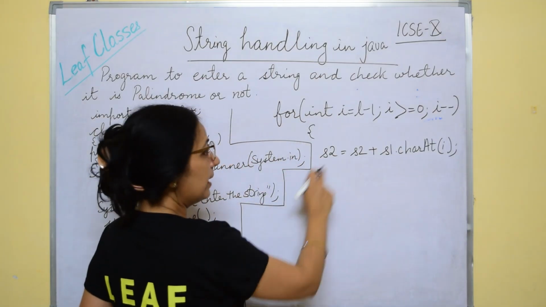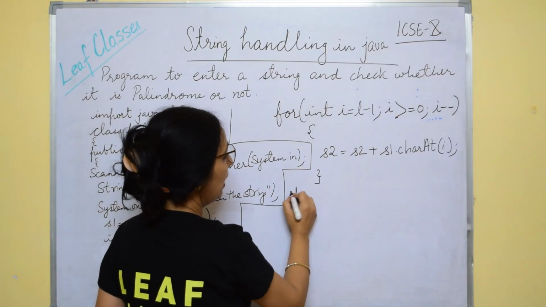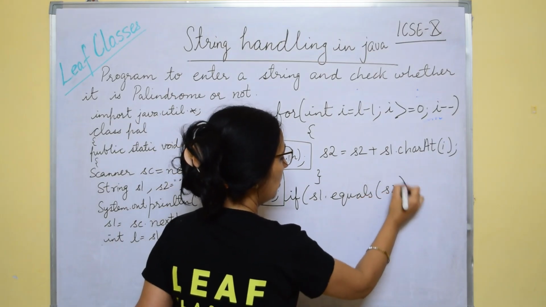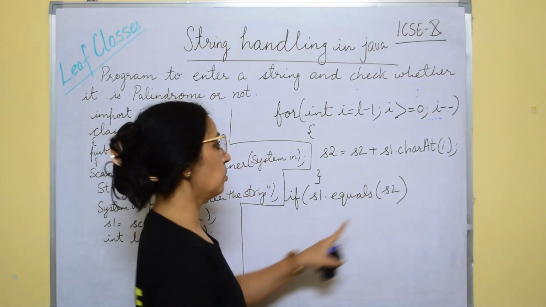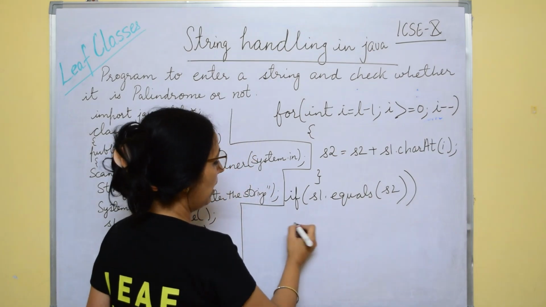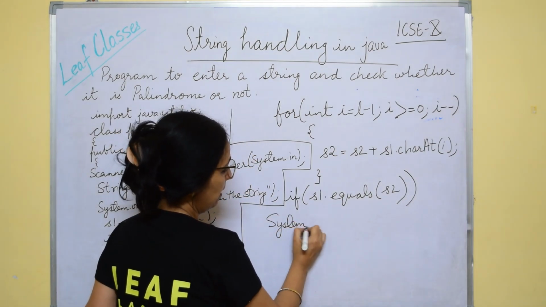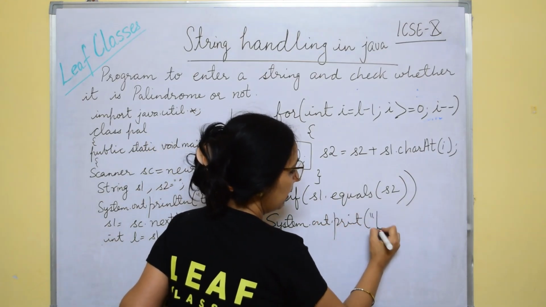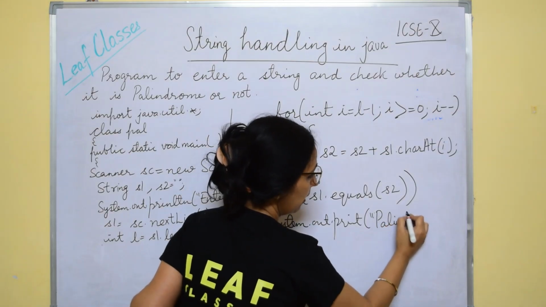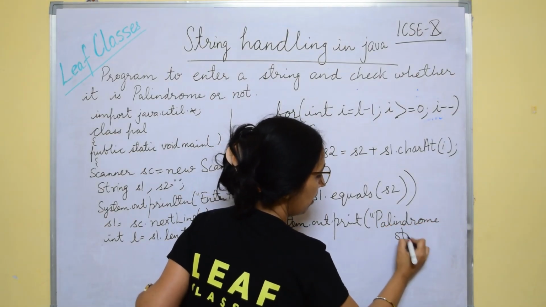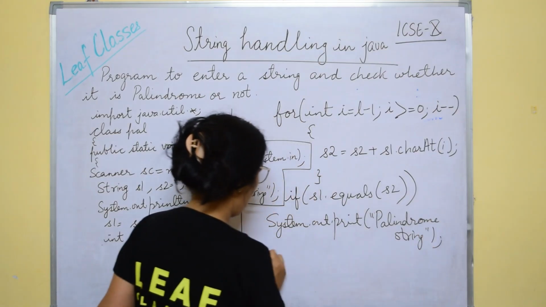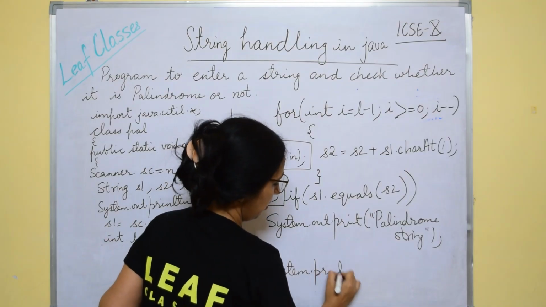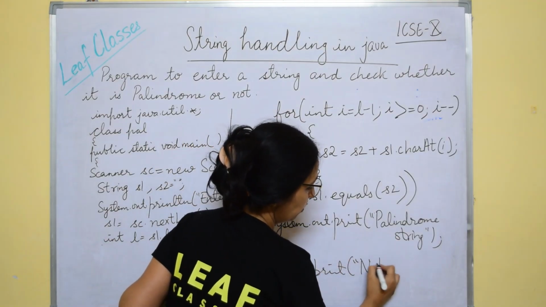After this loop, you compare using S1.equals(S2). If S1 and S2, both strings, are equal, then you display the message System.out.print palindrome string, else print not palindrome.